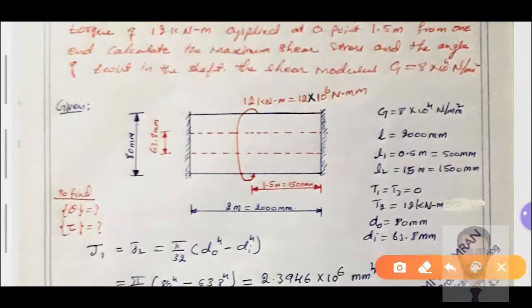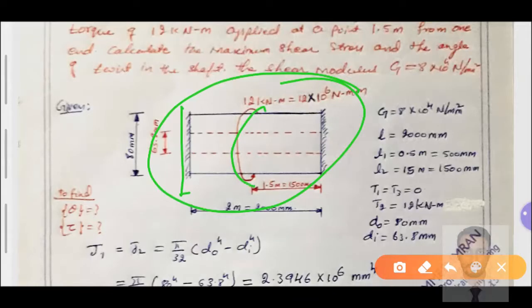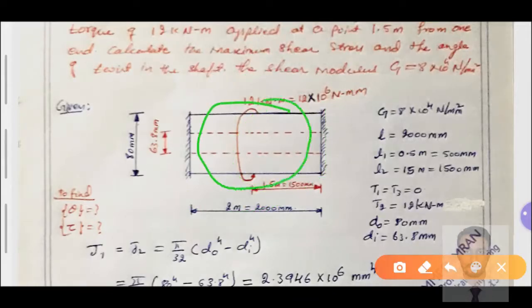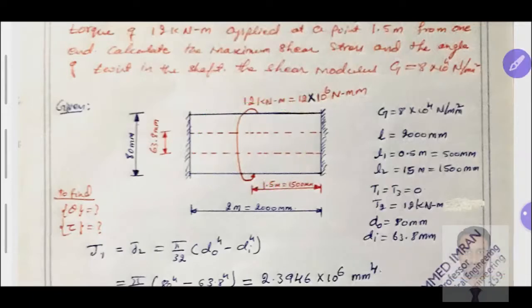Here, how many elements are there? You identify it. It is fixed, force has been applied at the mid, and then it is fixed. We have a uniform cross section of the hollow shaft. It has not been stepped. No cross section changes from point to point. It is a uniform cross section from one end to the next end.